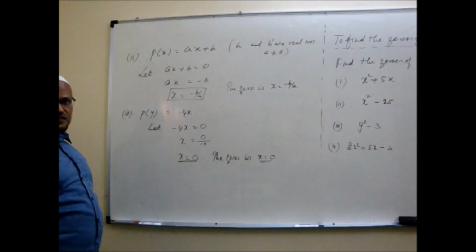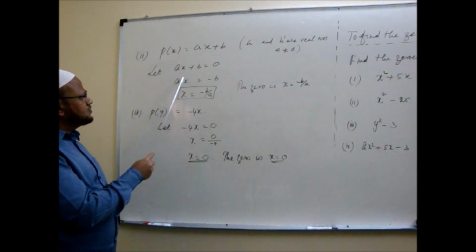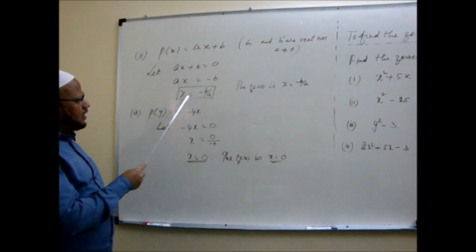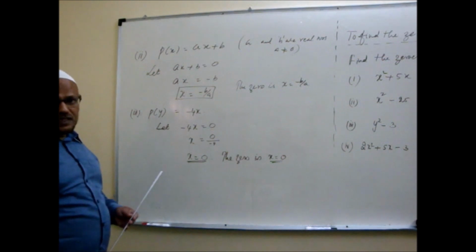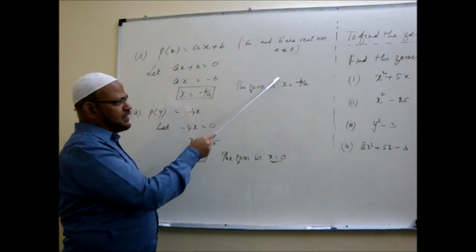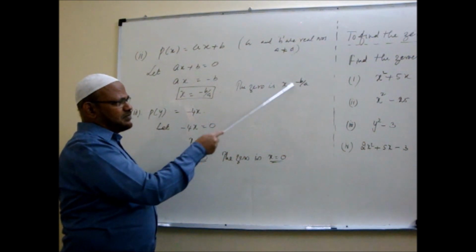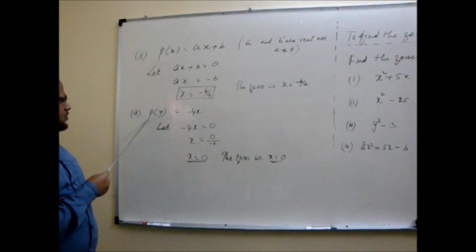Same procedure follows. So ax plus b equal to 0 you put. So ax is equal to minus b, x is equal to minus b by a. So the 0 of the general linear polynomial is x is equal to minus b by a. Minus b by a is the 0. Right. Same way, other examples.